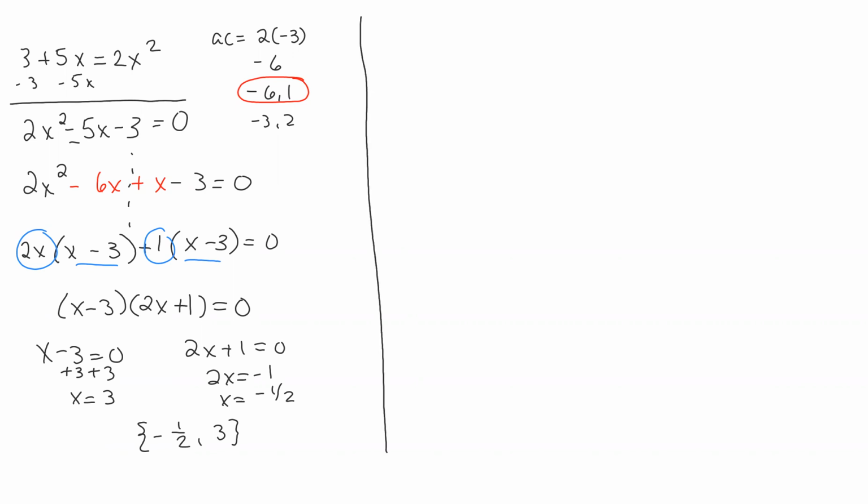All right, let's try this one. So let's say for the next example, I have 5x squared plus 3x minus 1 equals 3 minus 5x.